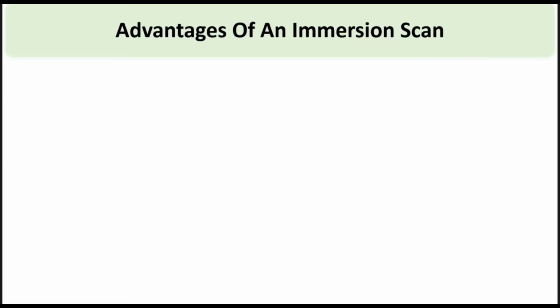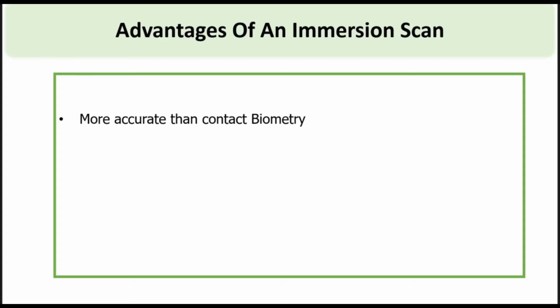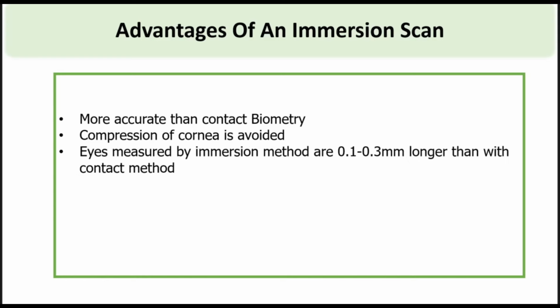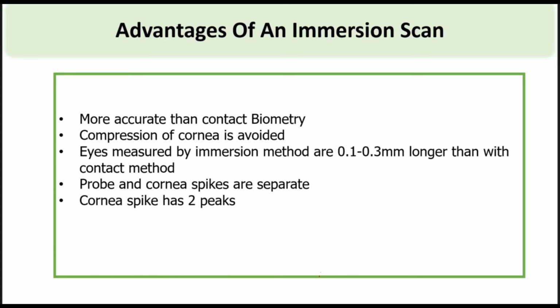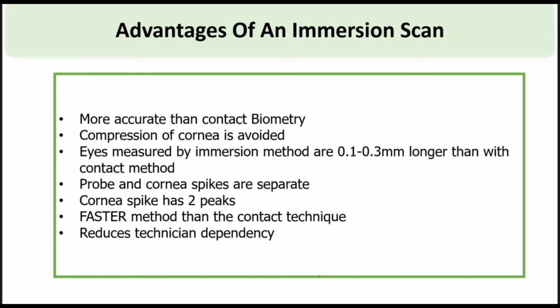Now let us talk about some of the advantages of an immersion scan over the contact scan. Here it is more accurate than a contact scan because corneal compression is avoided. Moreover, you will note that the immersion method axial lengths are about 0.1 to 0.3 mm longer than the contact method because, of course, the compression of the cornea is avoided. Moreover, the probe and the corneal spikes are separate, so you can study the corneal spikes well. The cornea has two spikes over here, okay? One from the endothelium, one from the epithelium. It's a faster method, and moreover, it reduces the technician dependency.